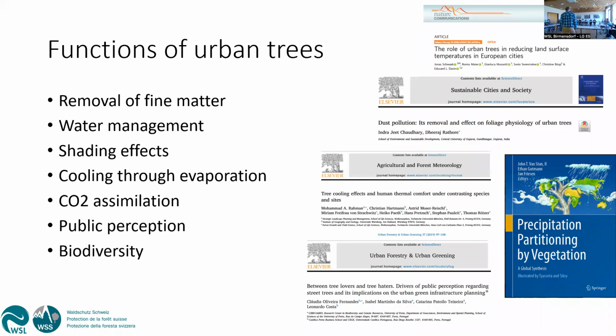But urban trees also have quite some different functions except making cities prettier. They remove a lot of fine matter and increase air quality. They help with water management in cities, and especially with torrential rainfalls, which will be more and more important with the changing climate. And since we're talking about changing climates, they also have a lot of other effects. They have the shading effect. It's just nicer under a tree in summer, right? And they also actively cool the air through evaporation, right?